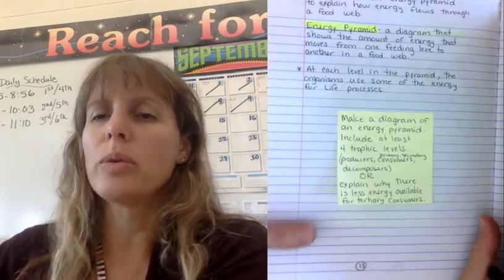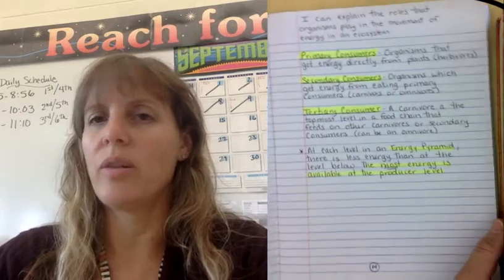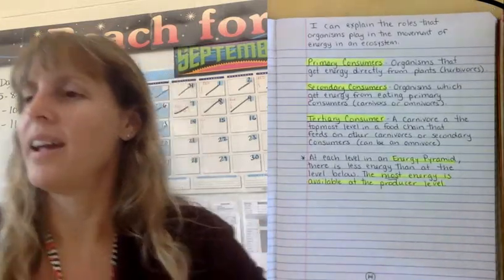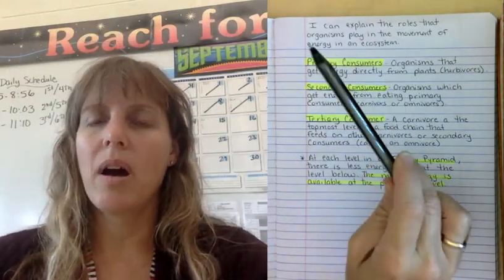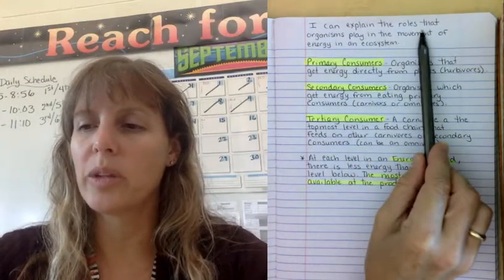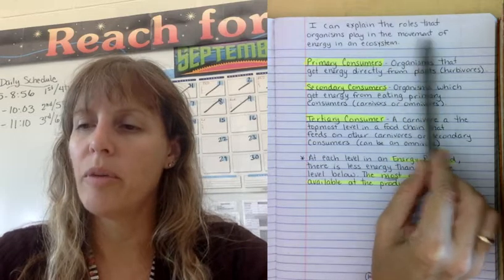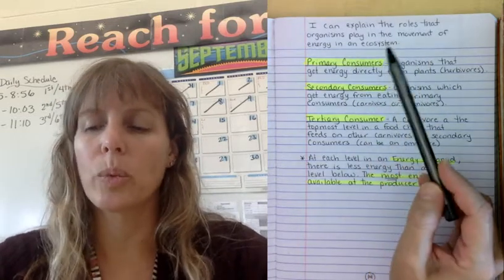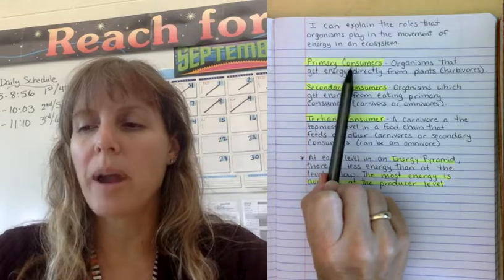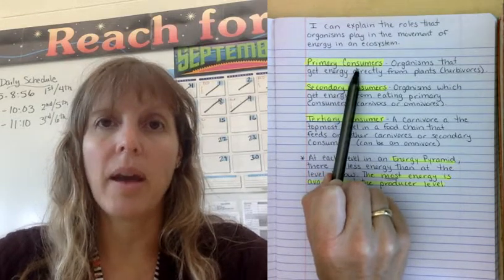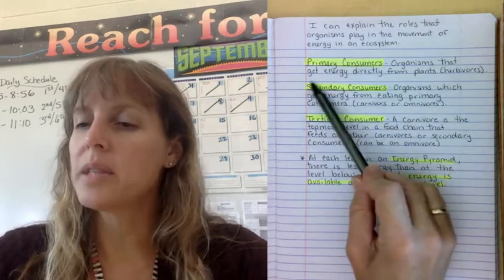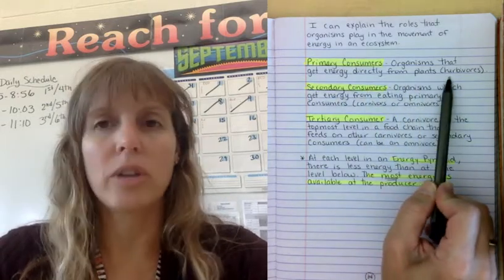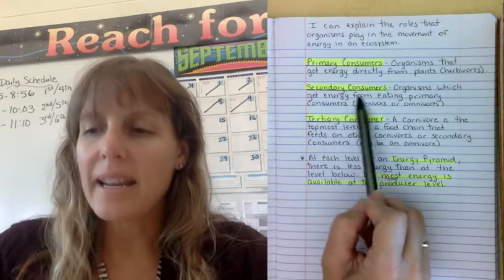So let's review what those actually are by looking at page 14. Oh my gosh, yes, lots of notebook today. Notebook is awesome. So we're going to continue with a similar learning target: I can explain the roles that organisms play in the movement of energy in an ecosystem. The first one is primary consumers. Say it with me. Primary consumers are organisms that get energy directly from plants. These are herbivores.